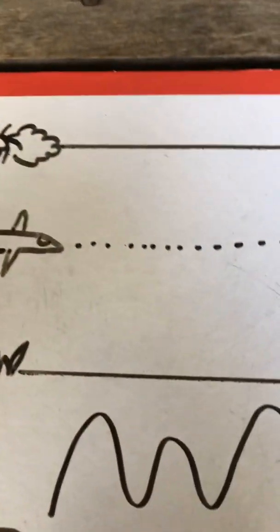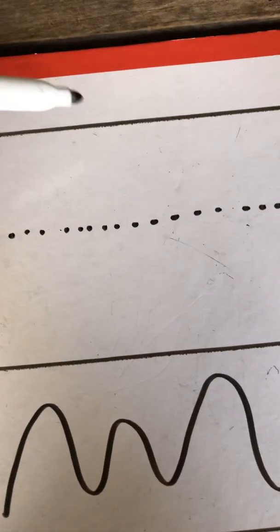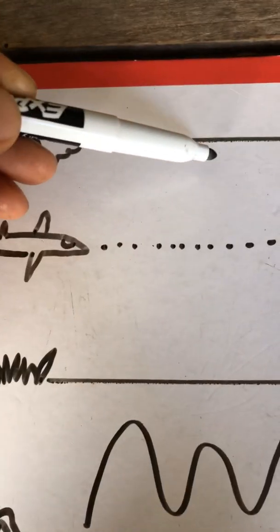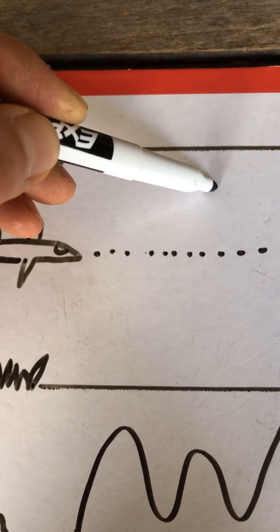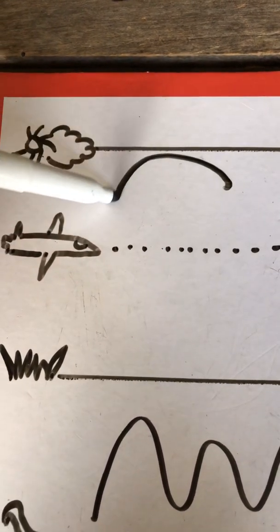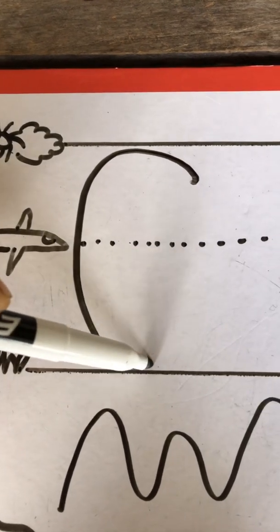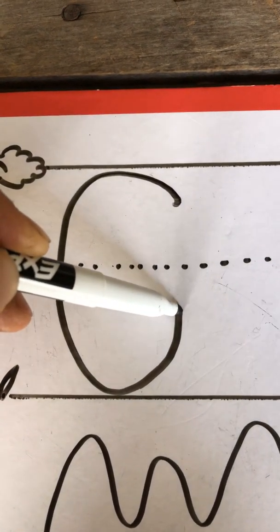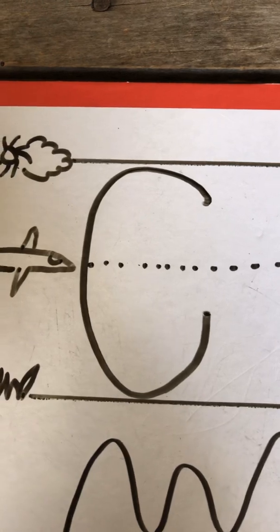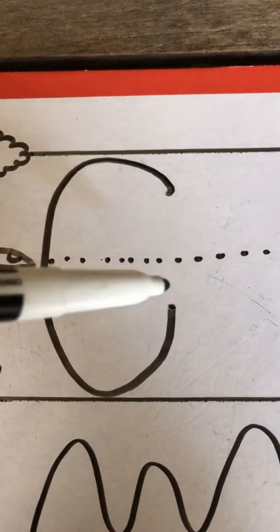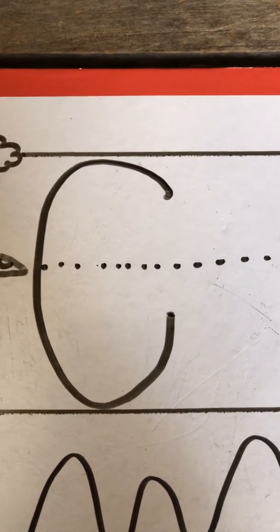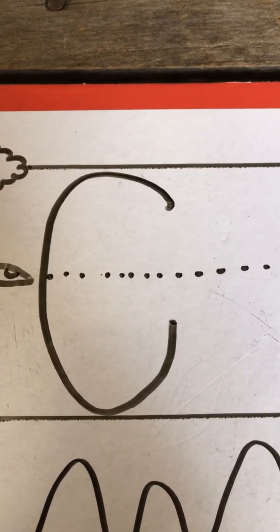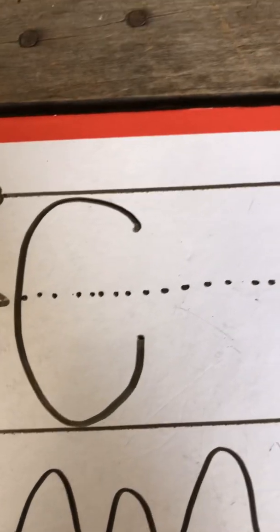For letter C, we are going to start up near the airplane line. Use your pen or pencil to make a curve, almost like a circle, down to the grass line and almost back up, but not quite. You have to leave an opening. I always say, C is like a cookie and someone took a bite. So it's like a circle that someone took a bite. Let's make another one.